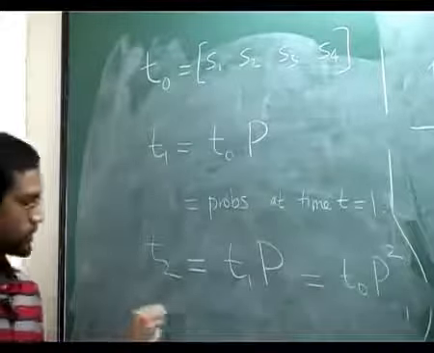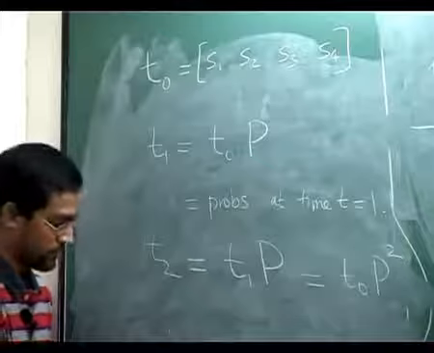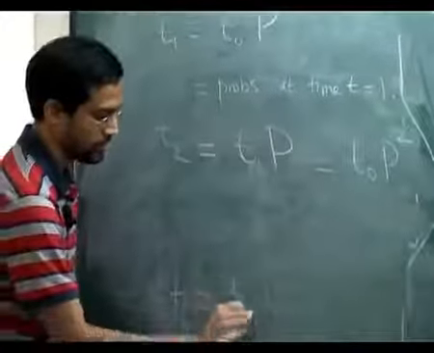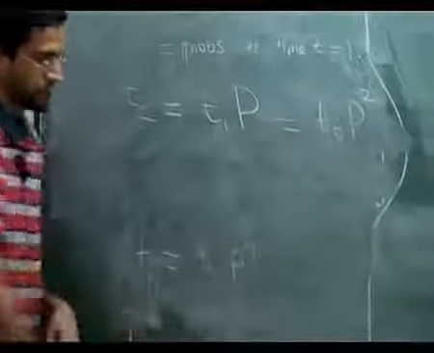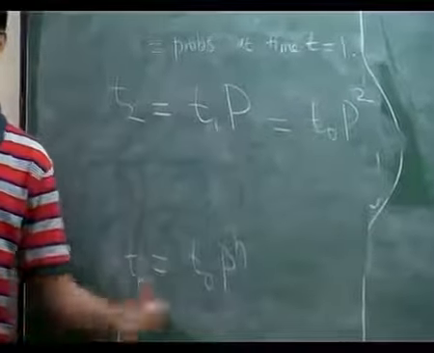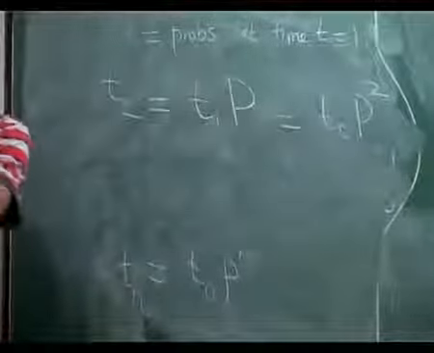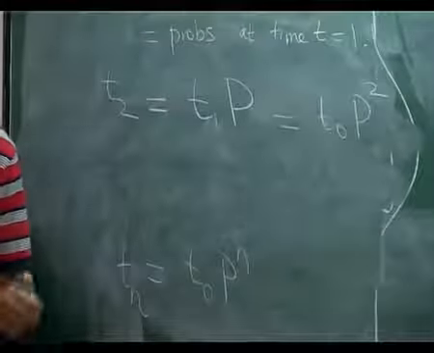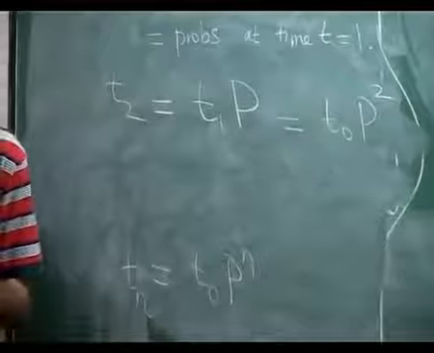Okay, and so on. So you can see what's going on. If I want to know the probability after n steps, it is just T0 multiplied by P power n. Okay, so this is the reason why this matrix P is very important. Higher powers of P capture what happens for several jumps.